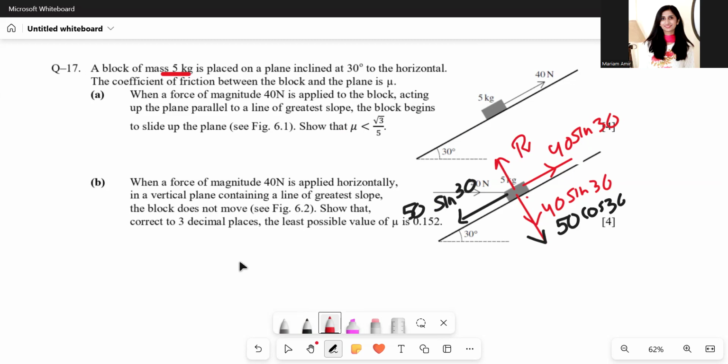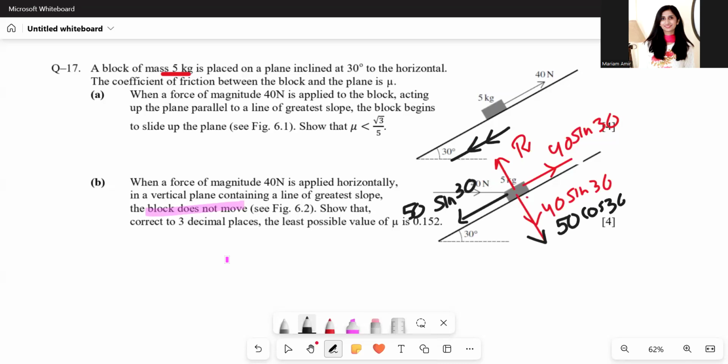Okay, this would be the normal contact force. Okay. Now, when a force of 40 Newton is applied horizontally in a vertical plane containing a line of greatest slope, the block does not move. So again, it's at rest. Show that, correct to 3 decimal places, the least possible value of mu is 0.152. Okay. Now, the frictional force, is it pointing upwards? Is it pointing downwards? The question is not telling you whether this system is about to move upwards or about to move downwards.